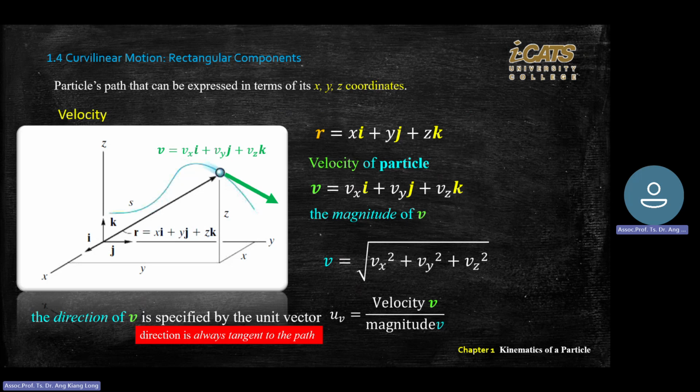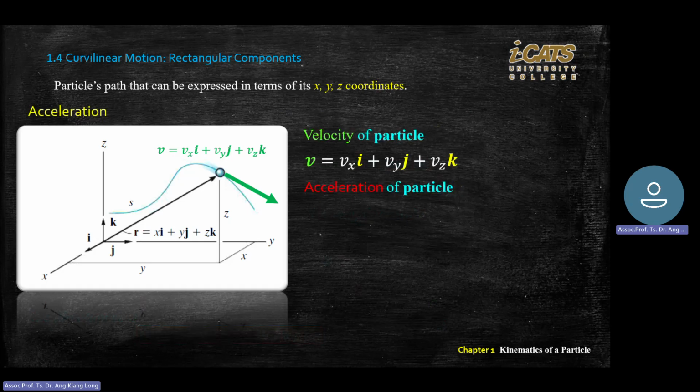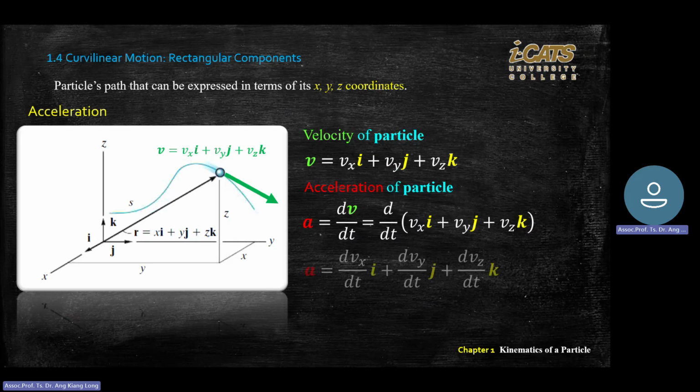So just a reminder, velocity is always tangent to the path. Acceleration, dv/dt. So a equal to dv/dt. This always has bonus marks. Always remember to write the definition of acceleration or velocity. So a equal to dv/dt. So you have d/dt, bracket, and then the v vector. At the end, you arrive at ax i plus ay j plus az k. So far we are repeating the differentiation.